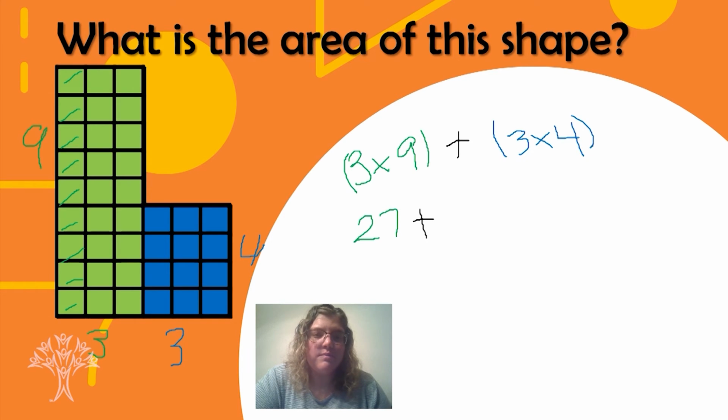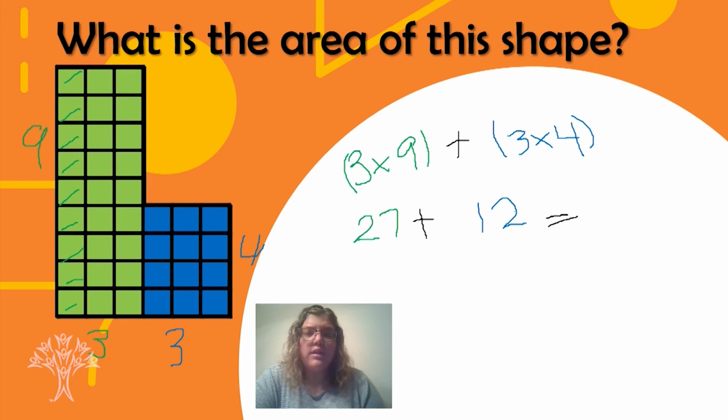Now what's 3 groups of 4? Let's skip count. 3, 6, 9, 12. You could also skip count by 4s. 4, 8, 12. That side is 12. So what is the overall area when I add 27 plus 12? Well, let's start in my ones. 7 plus 2. That is 9. Great job. Now I need to move next door to my 10s. I have 20 and 10. 20 plus 10 more is 39.